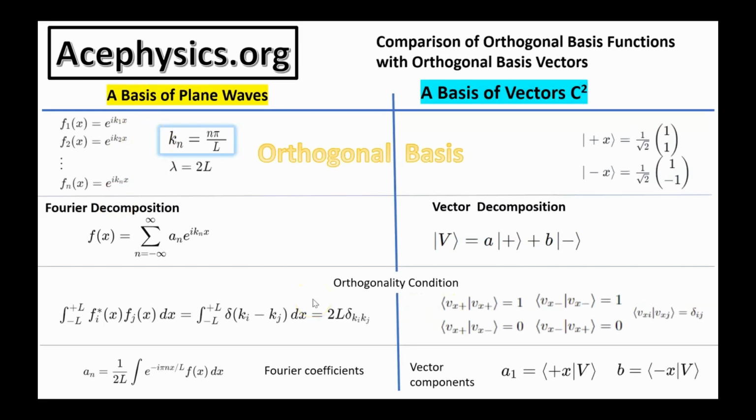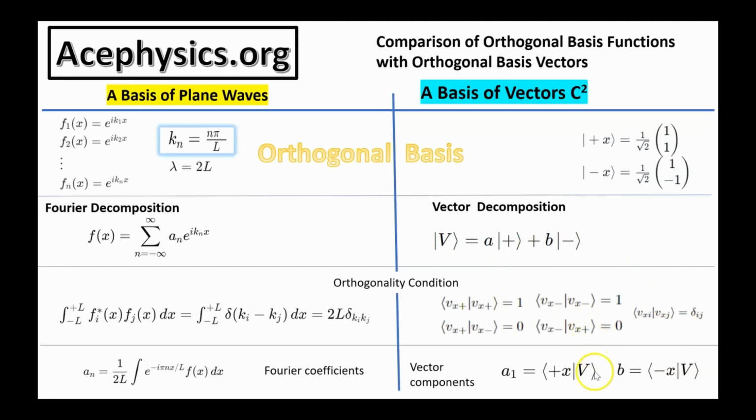The orthogonality condition is shown for both cases. For the plane waves, the inner product of different basis functions is 0, and the inner product of a basis function with itself is the Kronecker delta. For the sigma x basis, the inner product of different basis vectors is 0, and the inner product of a basis vector with itself is 1.